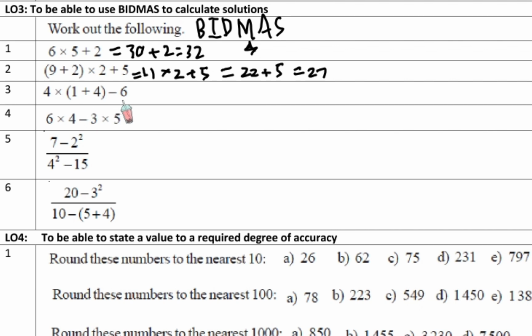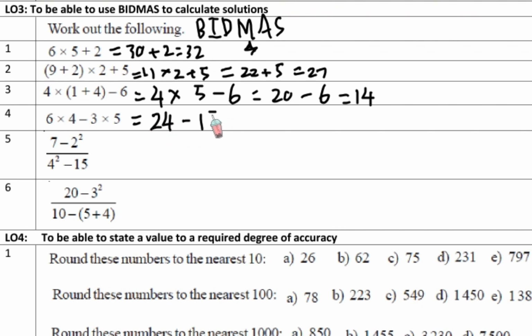4 times 1 plus 4 minus 6. So we will take 4 times 5, because 1 plus 4, minus 6. So 20 minus 6, which is 14. 6 times 4 minus 3 times 5. So we will take 6 times 4 will equal to 24, minus 3 times 5, which is 15, and we will get 9.